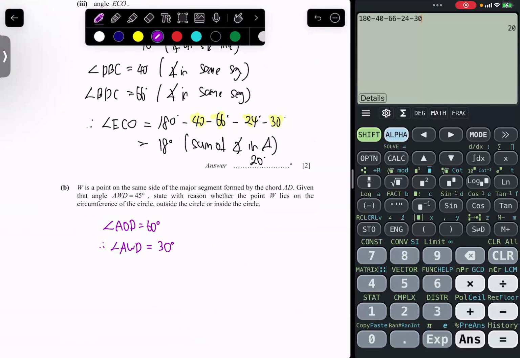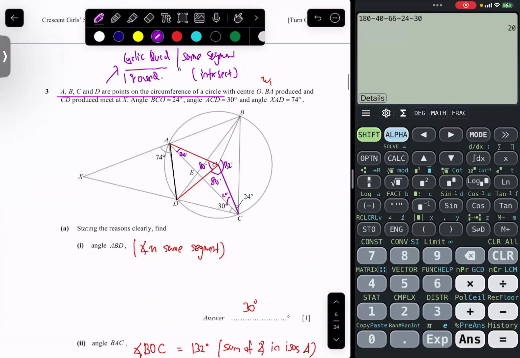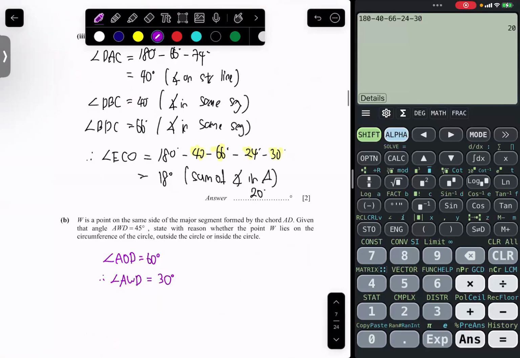Okay, so since that's the case, what happens if the angle meets on the outside? It is going to be narrower. The more it is outside, the narrower it is. At this point, when it's on the circle, because the angle at the circumference equals half the angle at the center, this angle is 30 degrees. And outside is smaller than 30. So 45 degrees being bigger than 30 degrees, it must lie inside the circle.